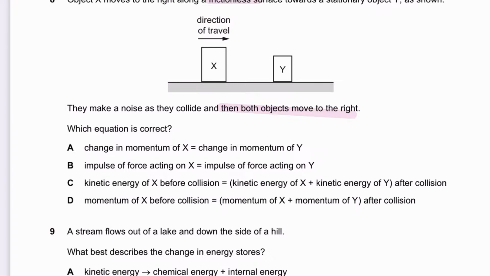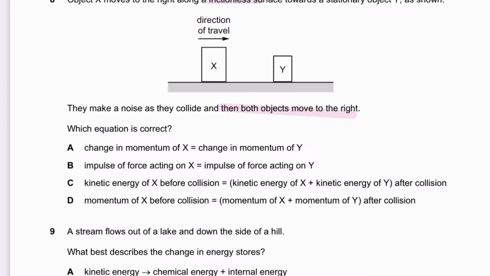Change in momentum of X is equal to change in momentum of Y. B. Impulse of force acting on X is equal to impulse of force acting on Y. Impulse is change of momentum. C. Kinetic energy of X before collision is equal to kinetic energy of X plus kinetic energy of Y after collision. That makes no sense. D. Momentum of X before collision is equal to momentum of X plus momentum of Y after collision.